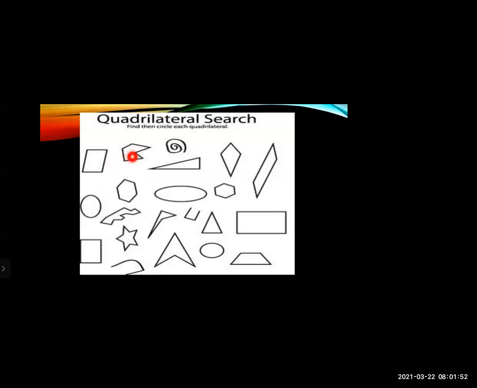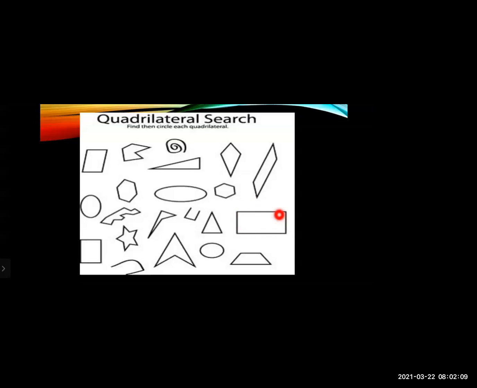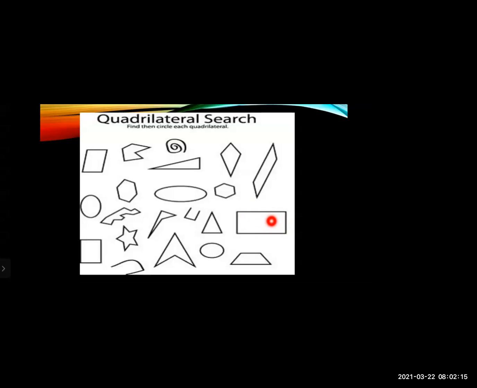And the second one, see this one. Is this a quadrilateral? No, teacher, it's not a quadrilateral. Now this is a circle shape. So can we say that it is a quadrilateral? No. Now here, this one, what is it? Rectangle. Yes, it's a rectangle. Very good. So rectangle is also a quadrilateral.